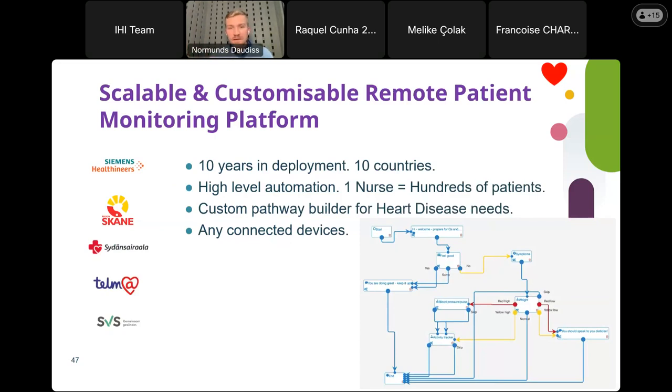We're able to customizably build the pathway for this heart disease patient's needs, as you see in the picture below, as well as we are able to connect any kind of connected devices. Those could be Bluetooth devices, as well as cellular level devices. We have used those kinds of cooperations in many projects. So we are device agnostic for the ECG, blood pressure, scale, etc. And next slide, please.